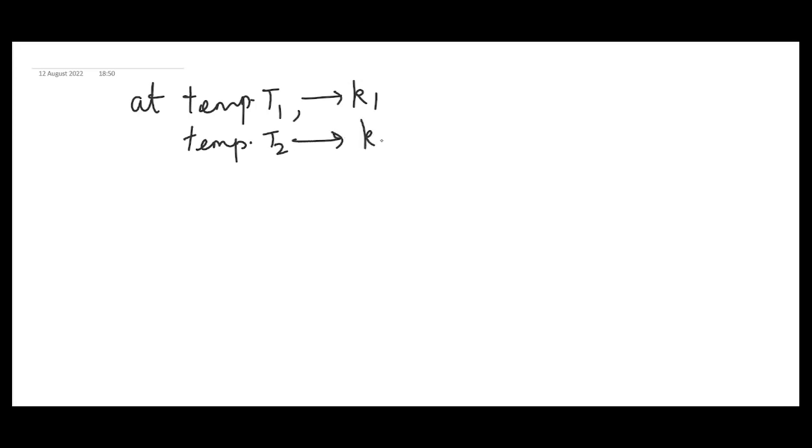So now that we know the Arrhenius equation, let us derive the Van 't Hoff's equation from the Arrhenius equation. Say at temperature T1, the rate constant of the reaction is K1, and at temperature T2, the rate constant of the particular reaction changes to K2. So for this first condition, if we write the Arrhenius equation, we get K1 is equal to A e power minus EA by RT1.